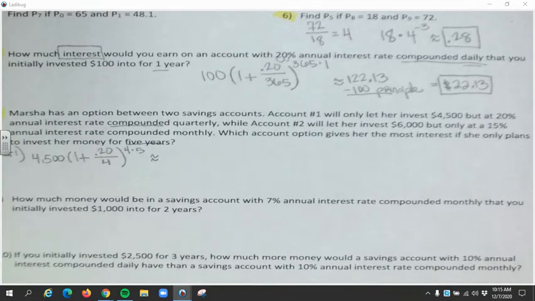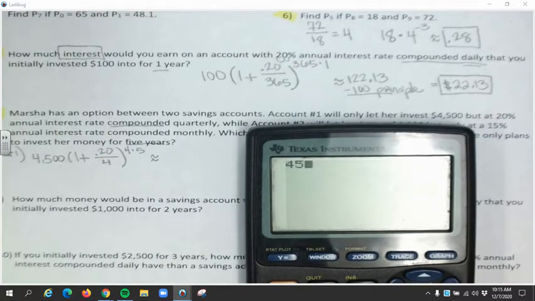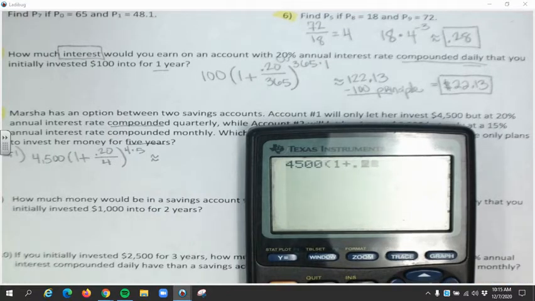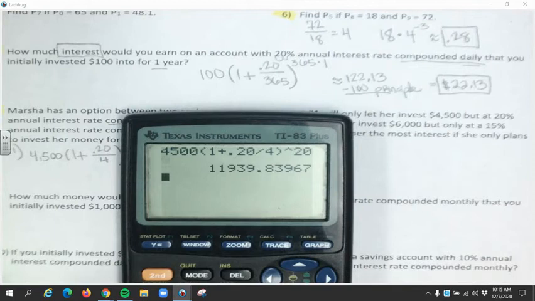Again, know what your exponent is first. 4 times 5 is 20. I type the rest in my calculator, so 4,500 times 1 plus 0.20 divided by 4, raised to the 4 times 5, which is 20th power. Be careful how you type this in. So your right answer is this number here.